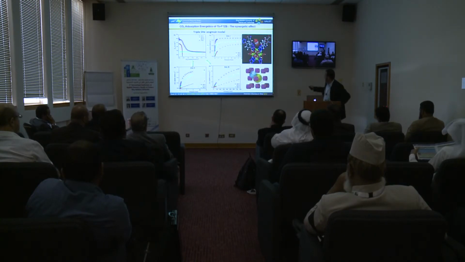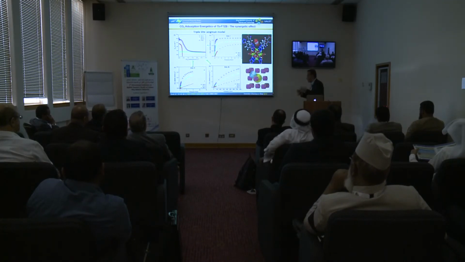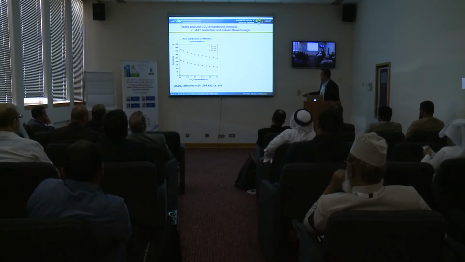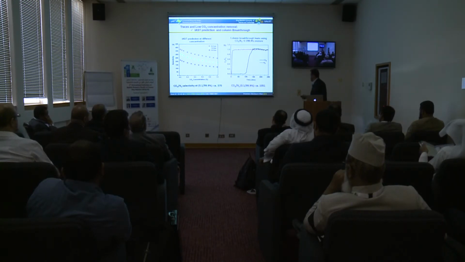So again, here, what we have is this kind of cones that have fluorine, tetrazoles, and lanthanides that create this localized charge density that enhance the CO2 absorption. This material is good to separate CO2, for example, from nitrogen, as you can see here. This is proven by adsorption and breakthrough experiments.